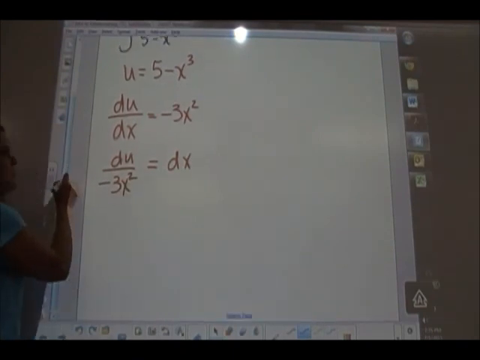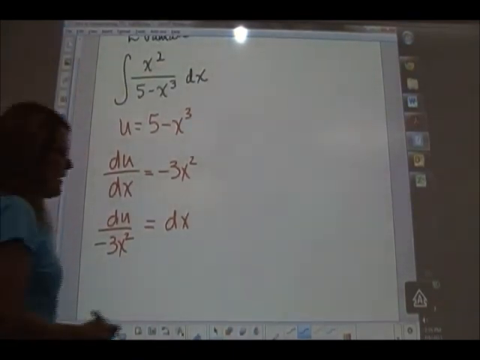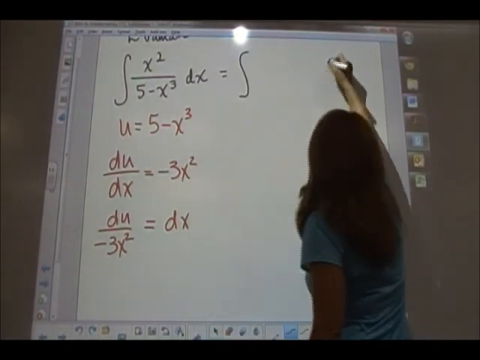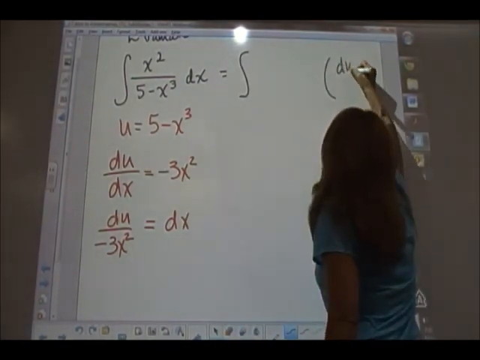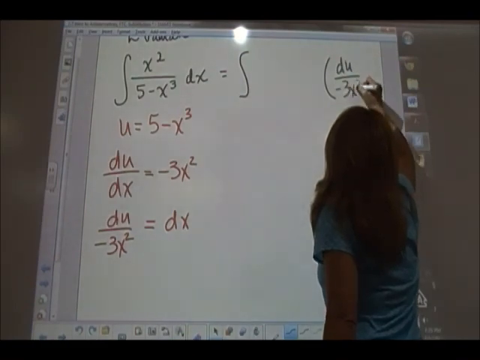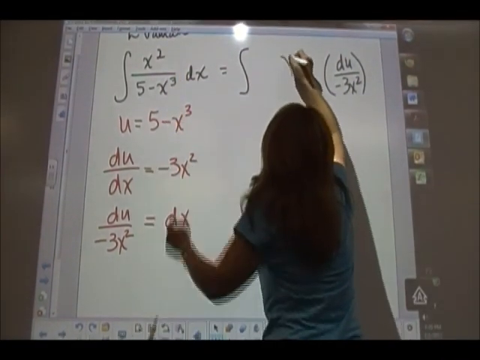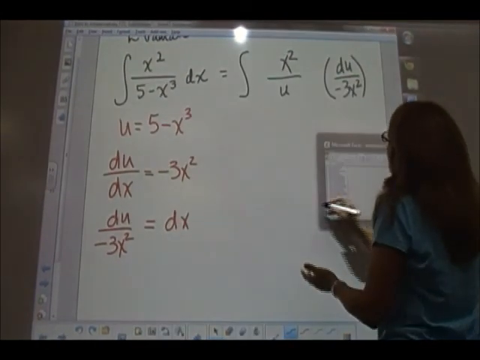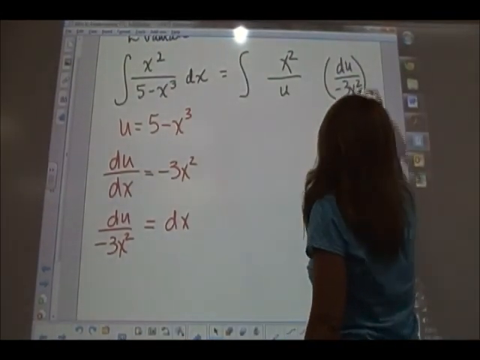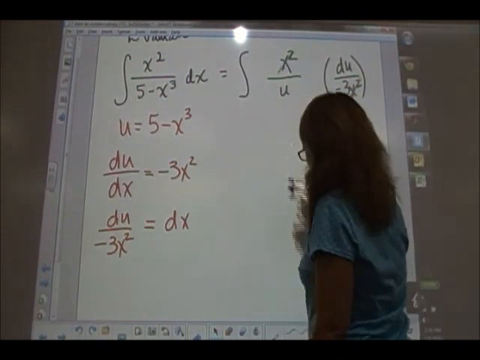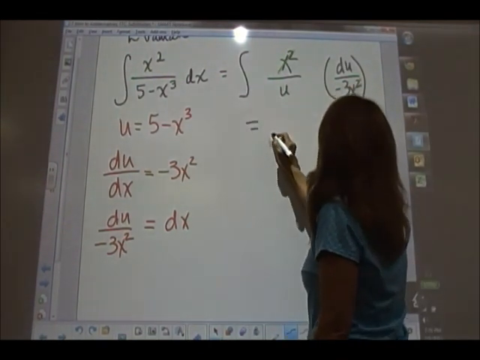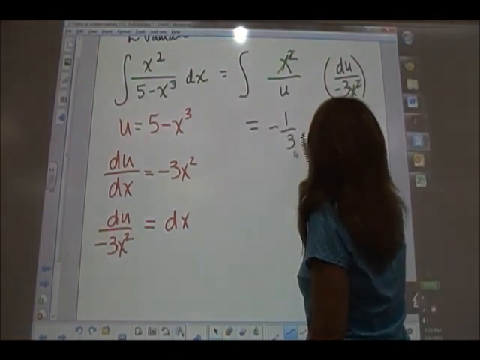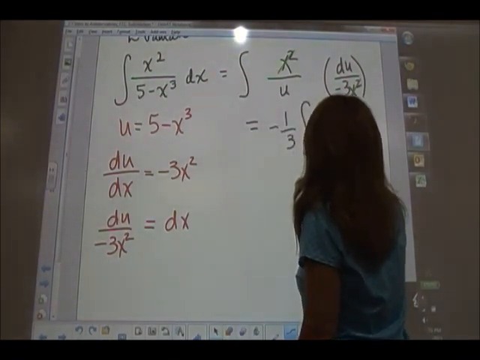I'm now ready to substitute back in. Everywhere I see a dx, I'm putting du over negative 3x squared. I've got x squared up top, I've got u on the bottom. What happens? The x squareds cancel out. And you see a constant? Negative 1/3 is the constant that we're pulling out front.